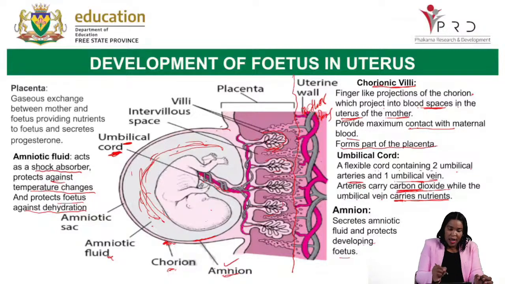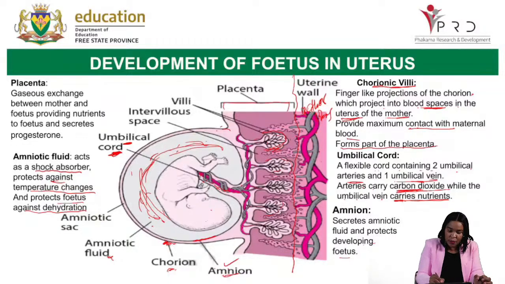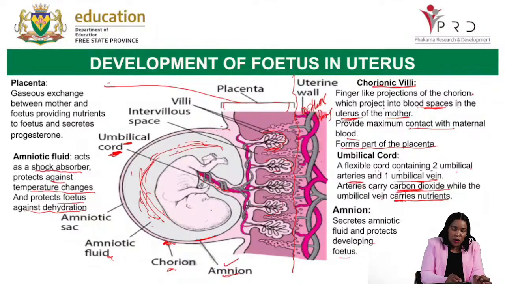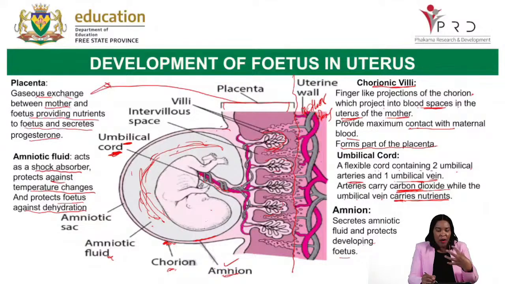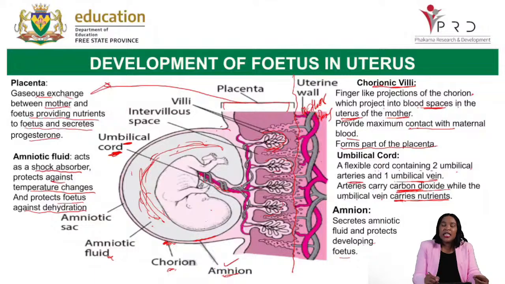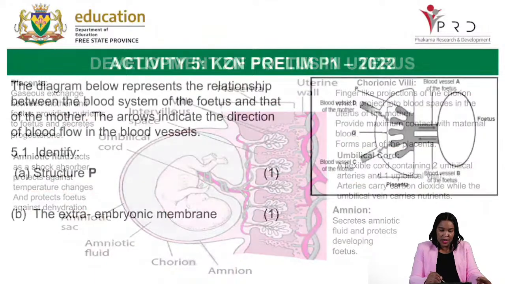And then you have your placenta. Now you see here is your placenta. The placenta is for gaseous exchange between the mother and the fetus, providing nutrients to the fetus, and it secretes progesterone. So this is your developing fetus. This is how it's going to survive for 9 months during this gestation period for a human being until it is born. So all of these layers play a very important part in the developing fetus in the uterus.